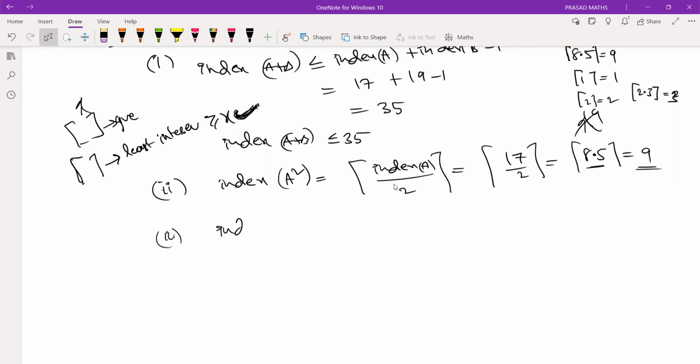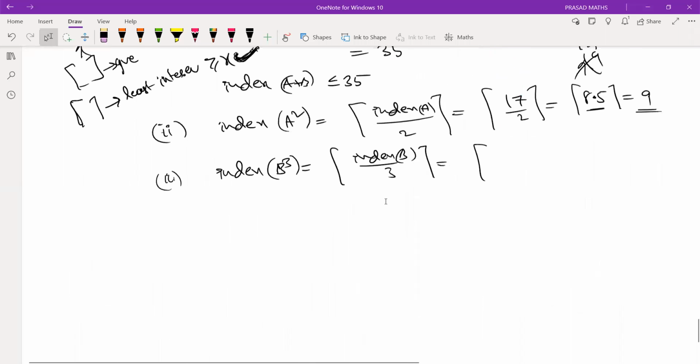What is the index of B cubed? Anybody? It is the ceiling of the index of B by 3. The index of B is 19, and 19 by 3 is 6 point something, so the ceiling is 7.